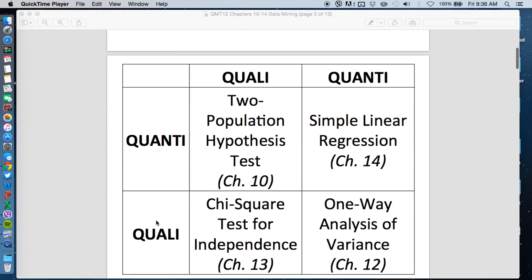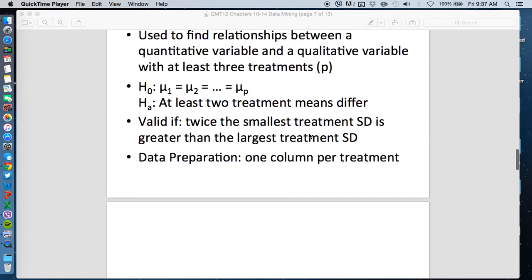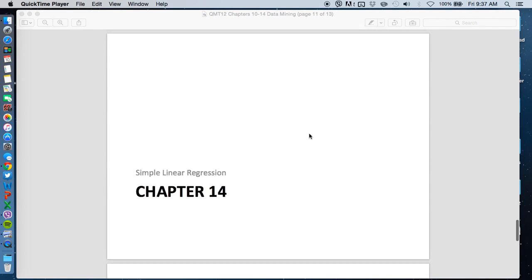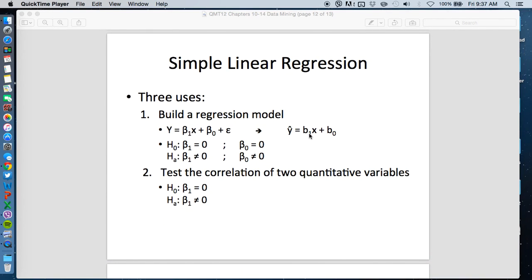Today we will discuss the last of the 4 tools that are part of the data mining coverage. We're done discussing chapters 10, 12, and 13, and now we move on to chapter 14, which is called Simple Linear Regression. And as we can see in the matrix again, the simple linear regression is now used to find relationships between 2 quantitative variables. So chapter 14 is called again the simple linear regression chapter.